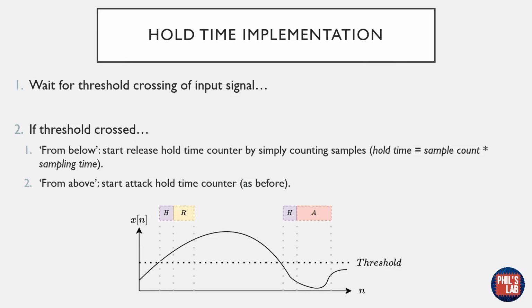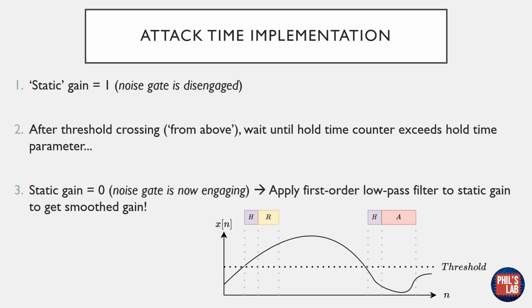The hold time implementation is rather simple. We wait for the threshold crossing of the input signal, and if the threshold is crossed in either direction, we essentially just start a counter. So you can either do this for release, or for attack, or for both, but typically it's only done for attack. The attack time implementation is rather simple as well.